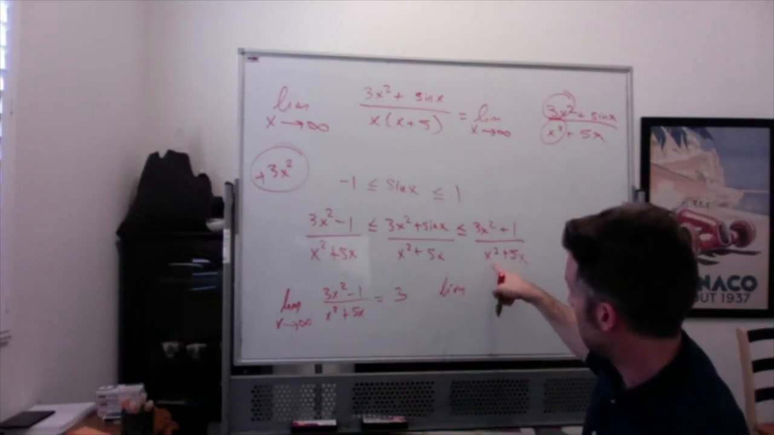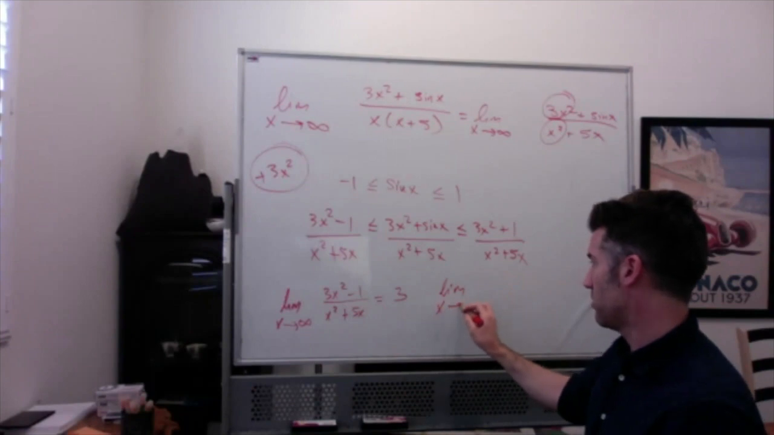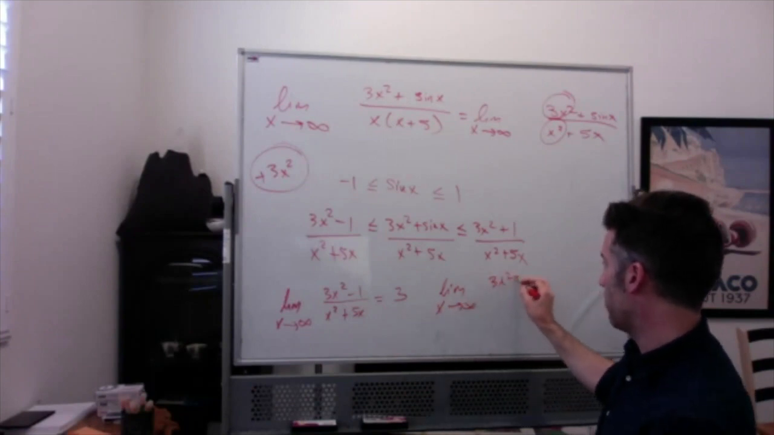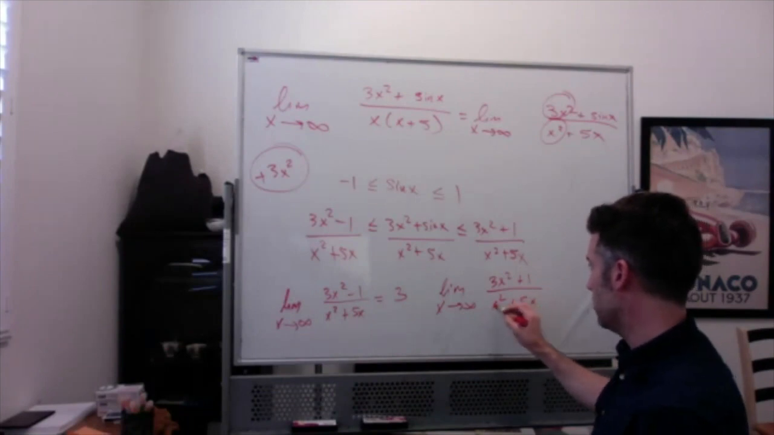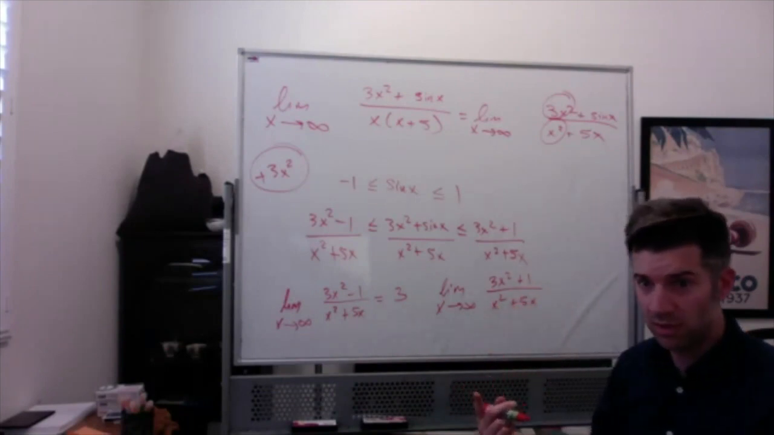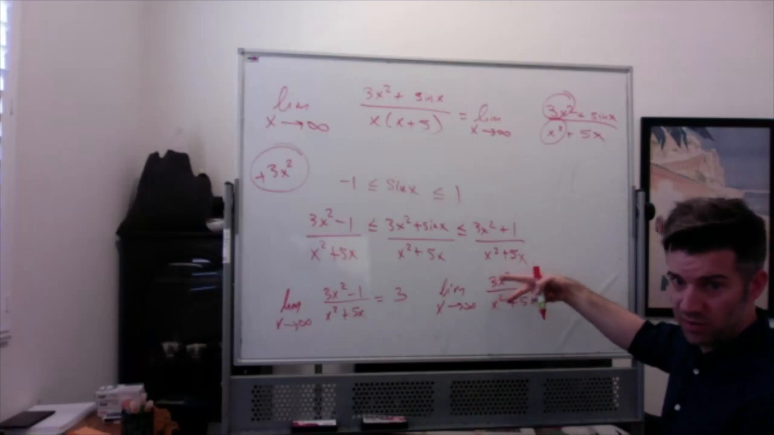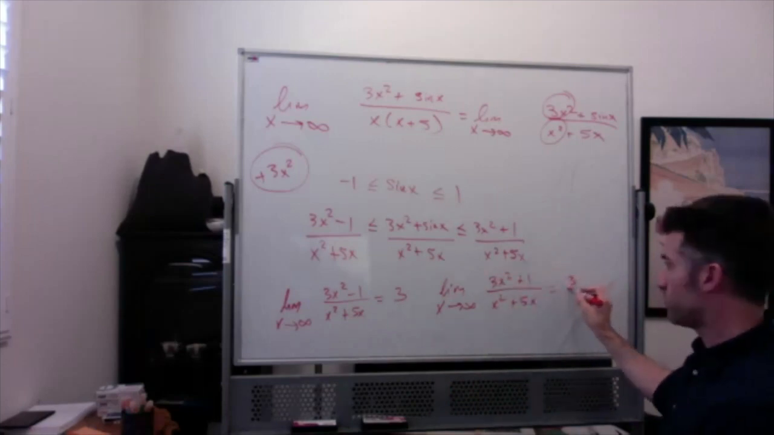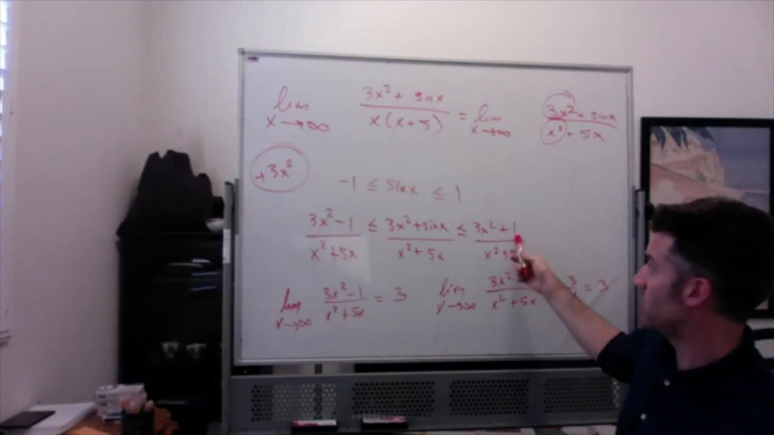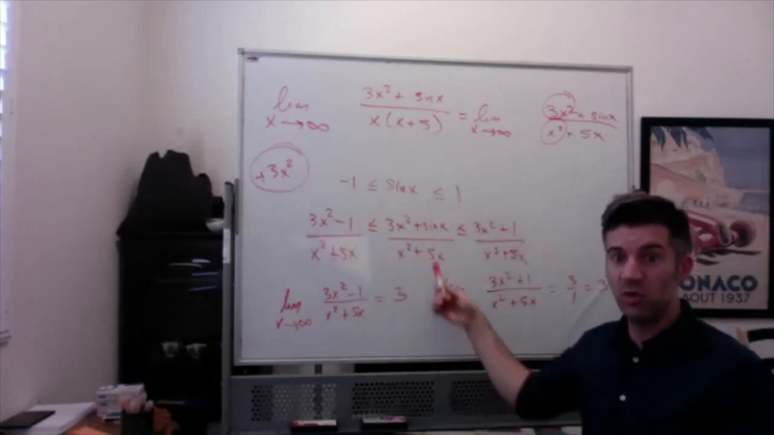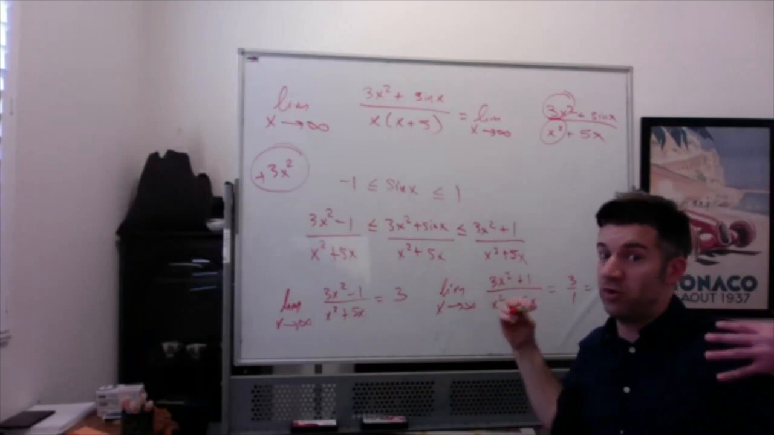And then similarly, the limit of this part as x goes to infinity of 3x squared plus 1 over x squared plus 5x. Well, it's still the same situation. It's still a rational function. The degrees are still the same. The leading coefficients are still 3 over 1. All right. So now the limit of this is 3, the limit of this is 3, and this thing that's between them, its limit is also between them.